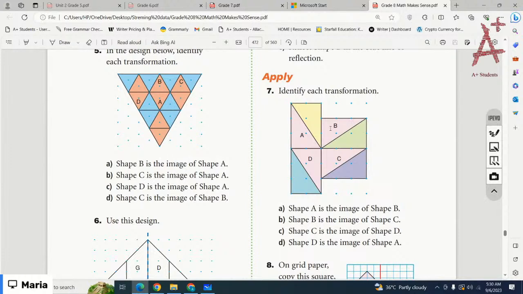Then shape C is the image of shape D. Here is shape C. That is the image of D. That is a rotation, right? Then shape D is the image of shape A. Here is D. That is the reflection. D is the reflection of A, right?